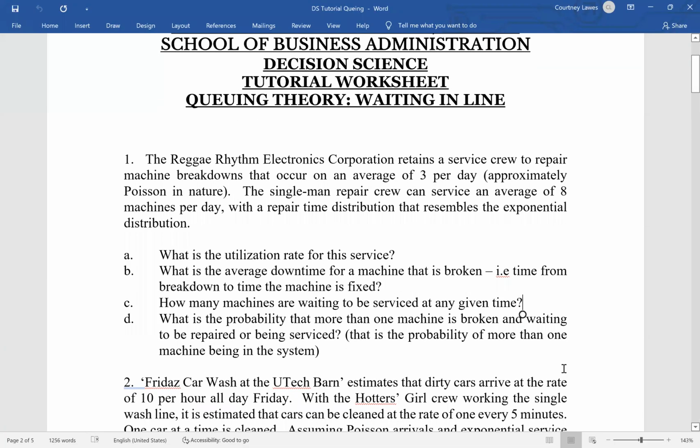All right, so the Reggae Rhythm Electronics Corporation retains a service crew to repair machine breakdowns that occur at an average of 3 per day. It says approximately Poisson in nature, right? The single-man repair crew can service an average of 8 machines per day with a repair time distribution that resembles an exponential distribution. It asks: what is the utilization rate? What is the average downtime for a machine that is broken? How many machines are waiting? And what's the probability that no more than 1 machine is broken and waiting to be repaired?